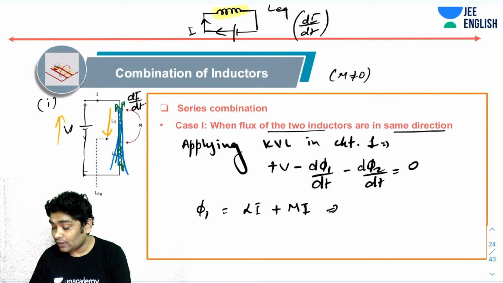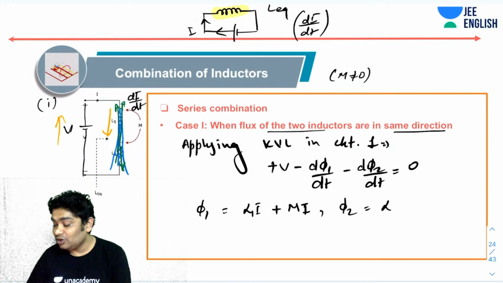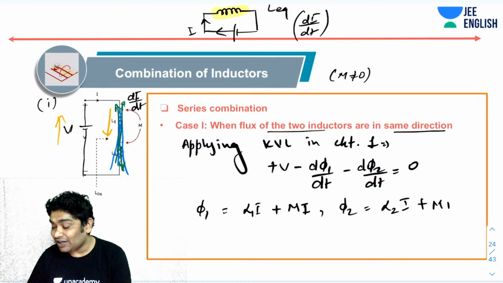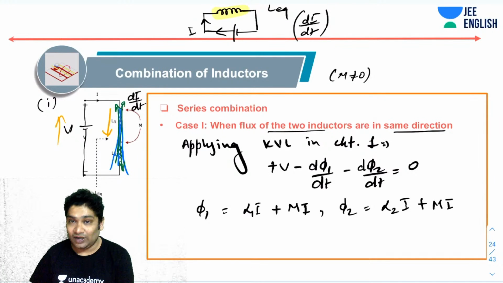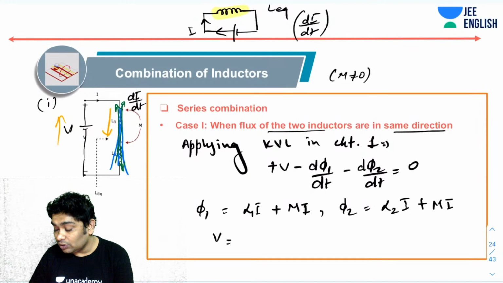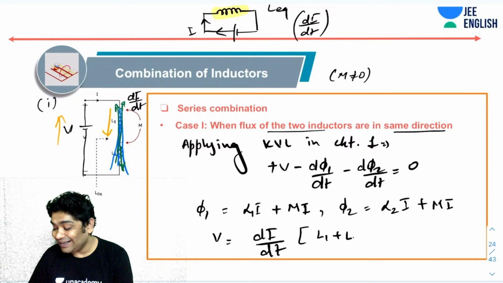Similarly, you can also write, what about phi 2? What is the flux linked with the second coil? Phi 2 would be L2I, which is the flux due to its own current, then MI, which is the flux due to the current in the first one. So can I say here that V will be equal to di over dt times L1 plus L2 plus 2M.